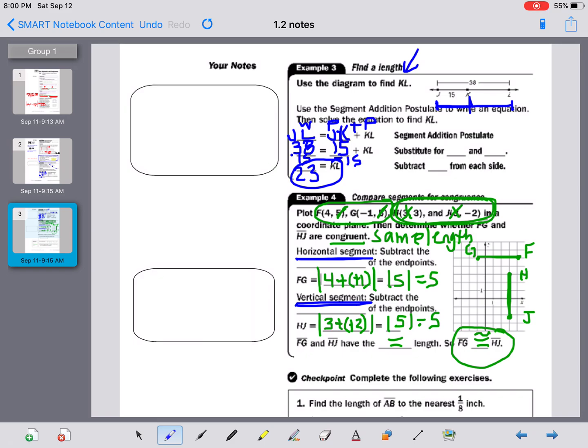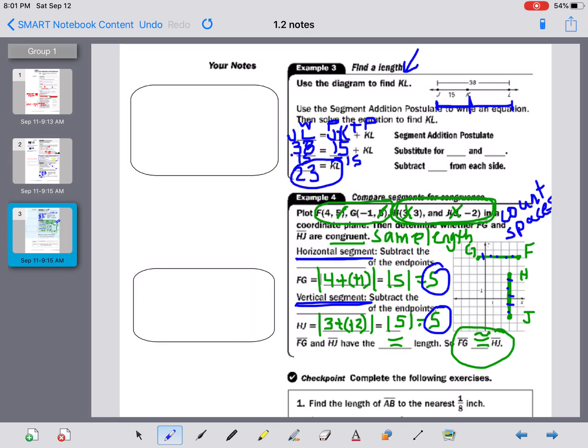Exactly horizontal or exactly vertical, you are allowed to count the spaces between those to find the length, okay? So I look over here, I'm counting the spaces. 1, 2, 3, 4, 5. Yes, exactly the same number I came up with here. Over here, count the spaces. 1, 2, 3, 4, 5. Same number I came up with here.